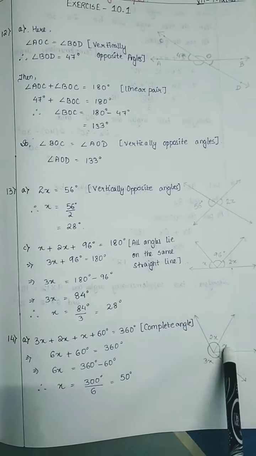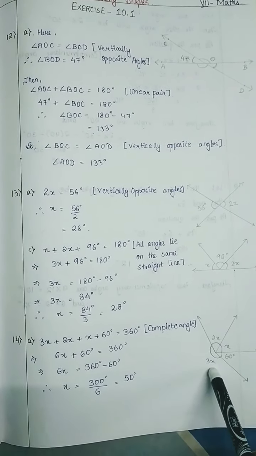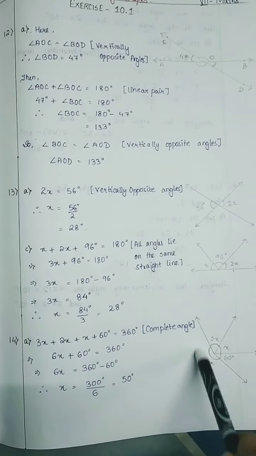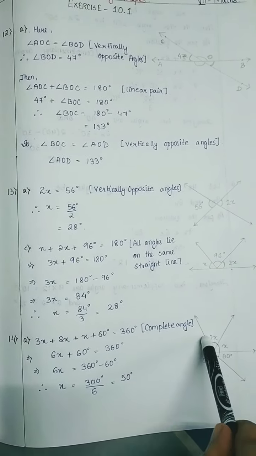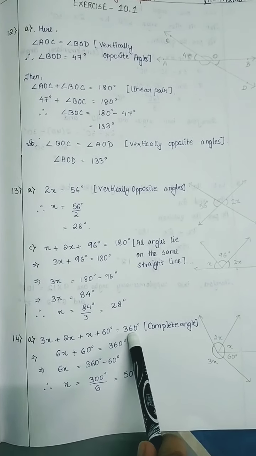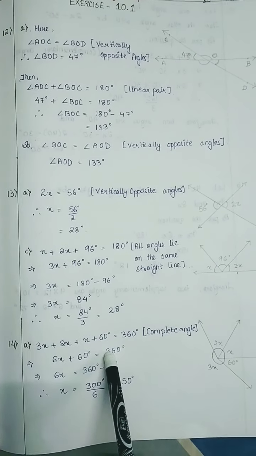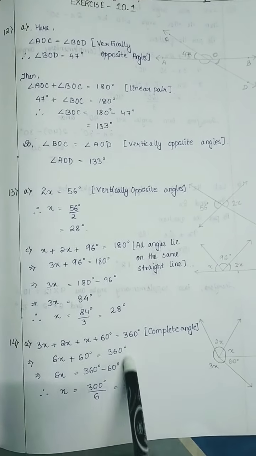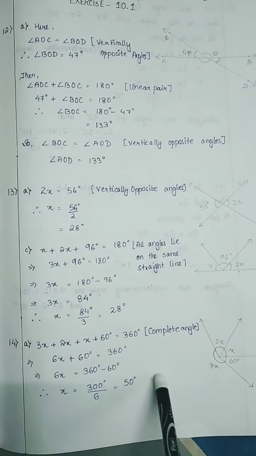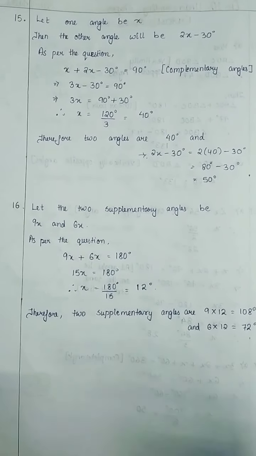Now in question number 14a, here also we have to find out the value of x. So how to find the value? Again you can see they are making a whole circle. So the value for the complete angle or whole circle is 360 degree. So we'll add all the angles, that is equals to 360 degree. So 6x plus 60 degree is equals to 360 degree. So 6x is equals to 360 minus 60, that is 300 degree. So x is equals to 300 by 6, that is equals to 50 degree. Let's move on to the next question.